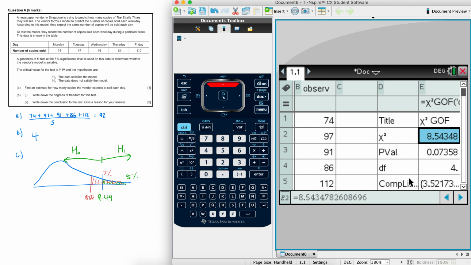Therefore, it would be within the null hypothesis, so we accept the null hypothesis. Your conclusion is that you accept H0, the null hypothesis.